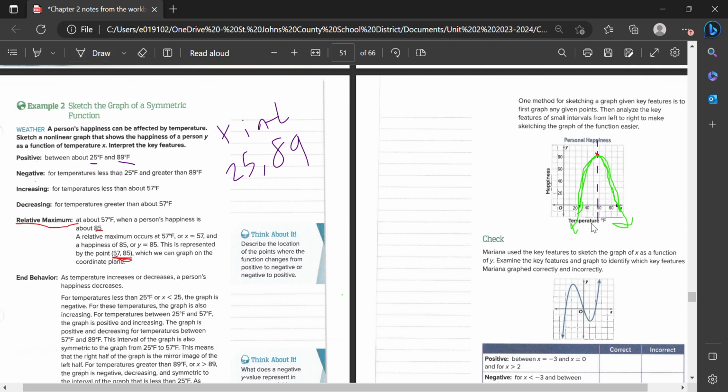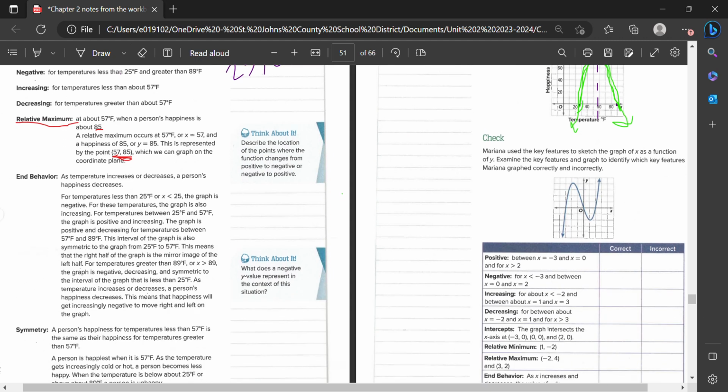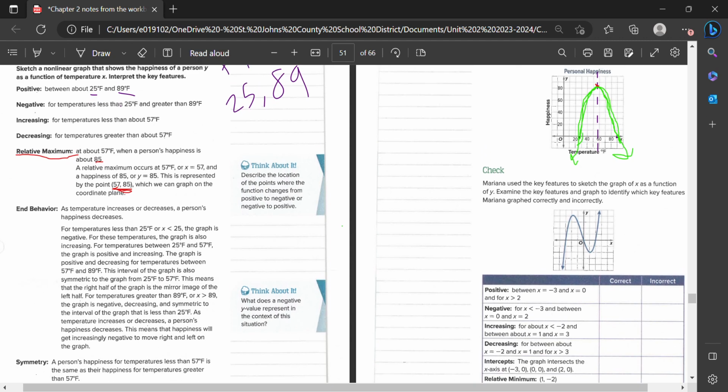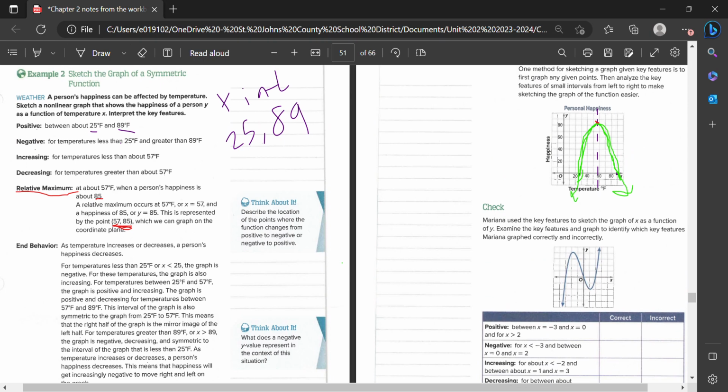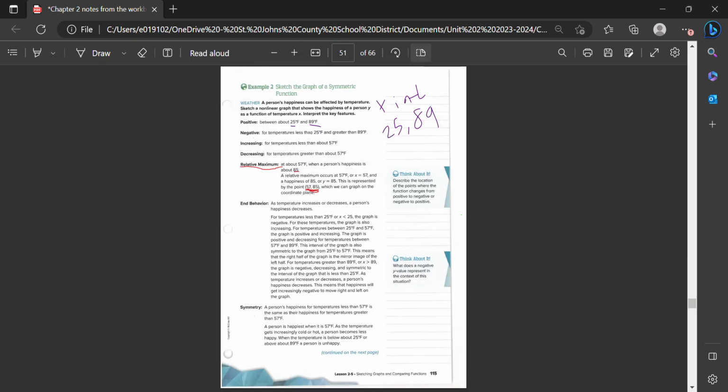So again, how we get our x-intercepts is looking at the positive and negative. The numbers right there are our x-intercepts. Increasing and decreasing tell us our symmetrical point, if there is one. That's why I'd like to look at the symmetry point, just to see if there is one. And then relative maximum tells us our highest point, or potentially lowest point. In this case, it was a maximum, so our highest point in relative area. All right. So now I'm going to go back to one page. And we can work on the check now.